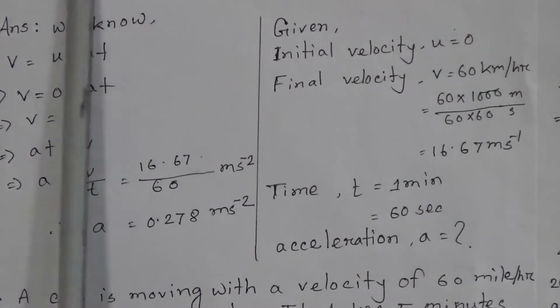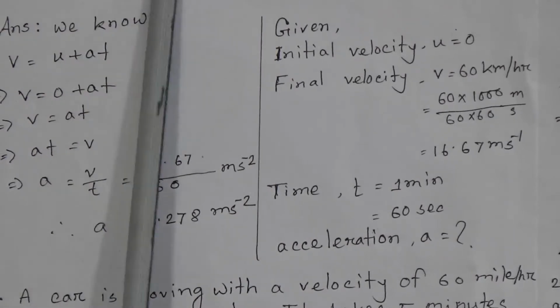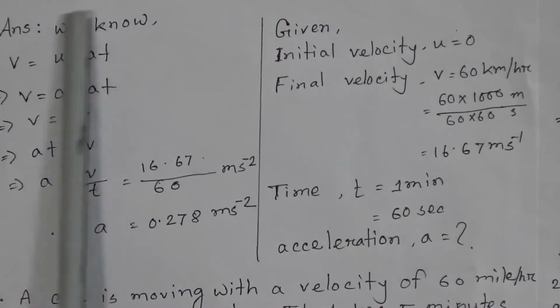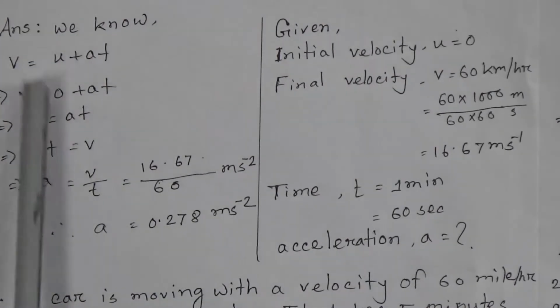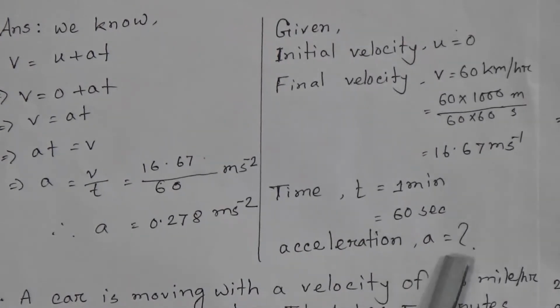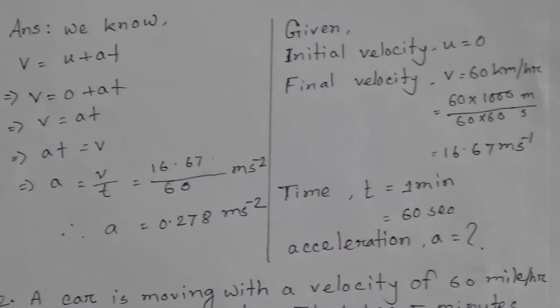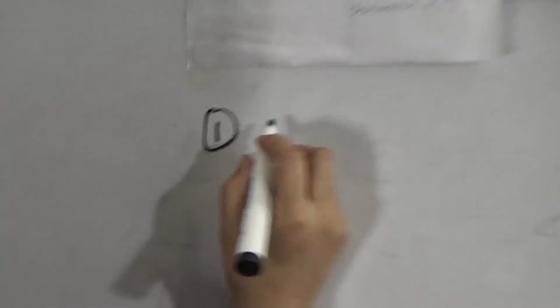Here time is also given, 1 minute, that means 60 seconds, and we have to find the acceleration. Now we will calculate this. We know the initial velocity u, final velocity v, and time t, and we have to find the acceleration. So from the first equation we can solve this problem.